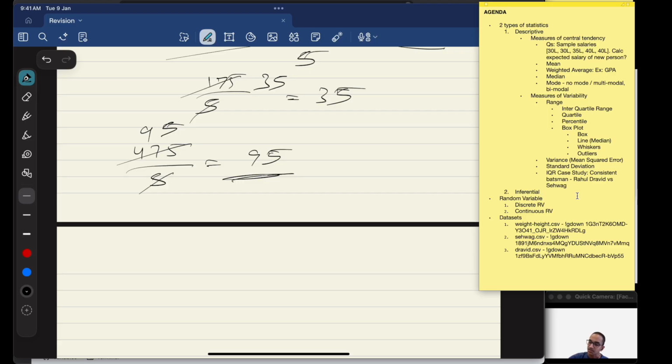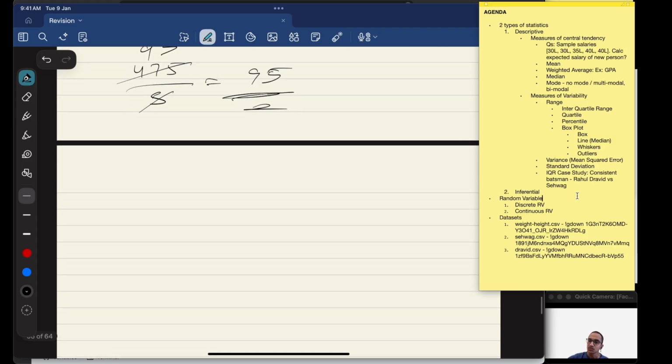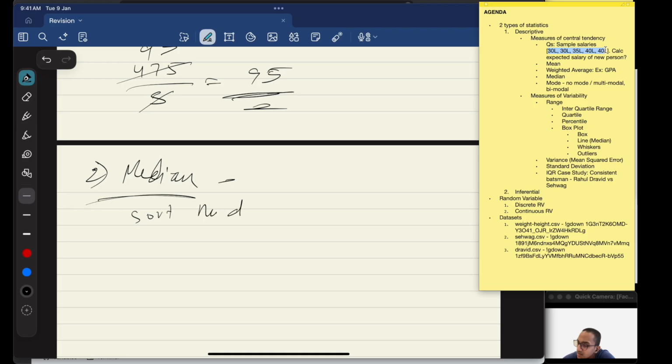Now, what to do in this case? This is where, when there are extreme values, we use the median. Right? So the median is nothing but the middle value. To put it bluntly, it is the middle value of a sorted data set. So right now, we fortunately have this data set sorted, but the important thing is to first sort the data, then find the middle value.